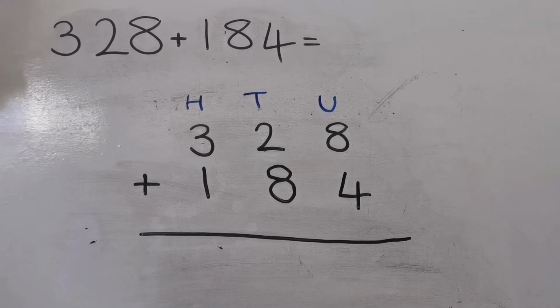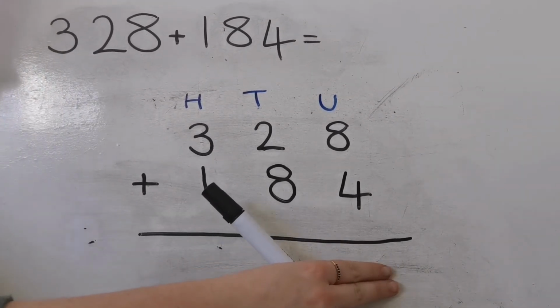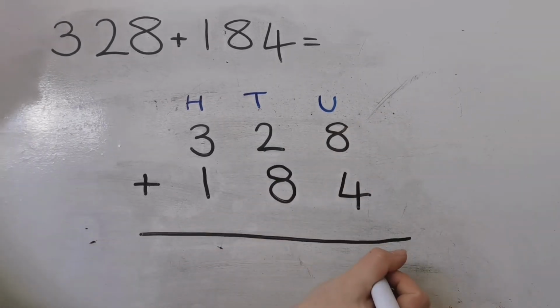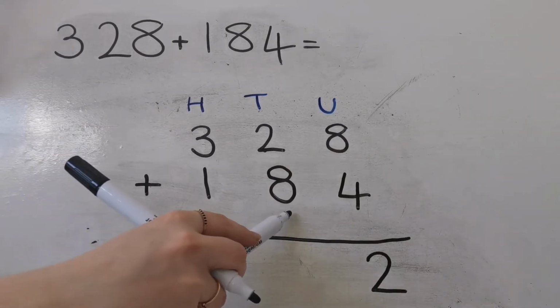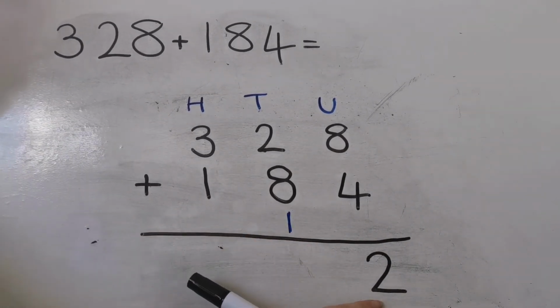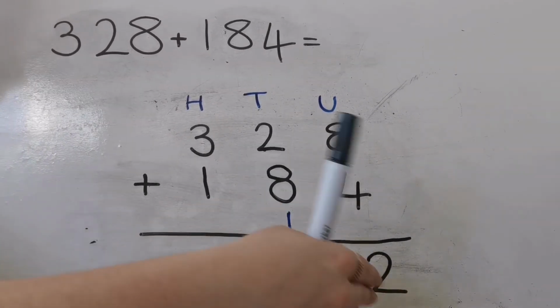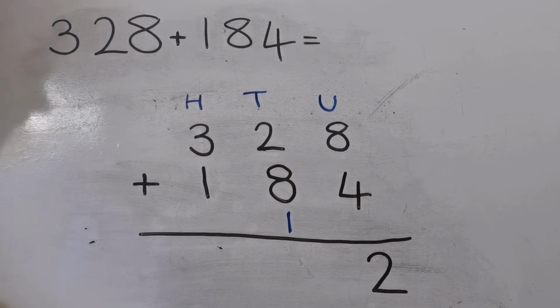Okay, now we remember that 12 is too large. I can't put a 2-digit into my answer. So I'm going to take the second digit, which is 2, and I'm going to regroup the 10 into the tens column. So I have 2 units and 1 ten in 12. Okay, once I've done that, I can move on to my tens column.